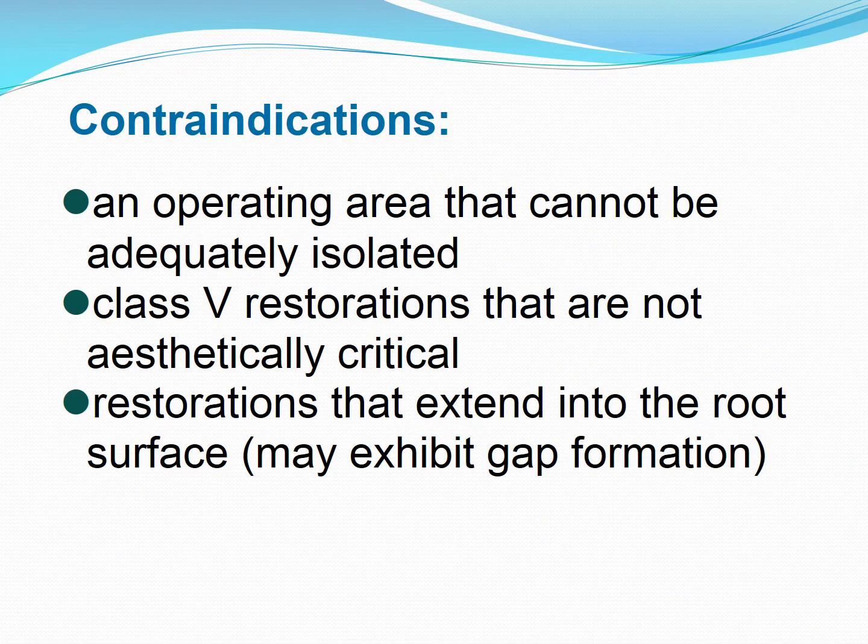Contraindications of composite resin material include an operating area that cannot be adequately isolated, يعني blood and saliva we cannot control. In class 5 restorations that are not aesthetically critical, restorations that extend to the root surface may exhibit gap formation. ليش؟ لأنه bonding of the composite to the enamel هيكون أكثر من bonding to the dentine and cementum. لذلك bonding مالتنا يكون ضعيف مما يؤدي إلى gap formation.